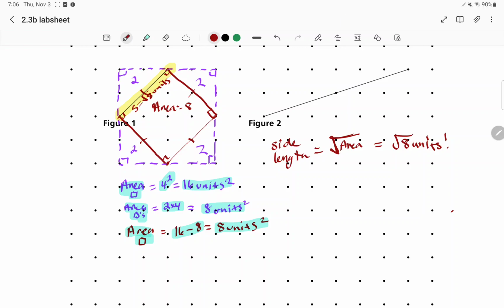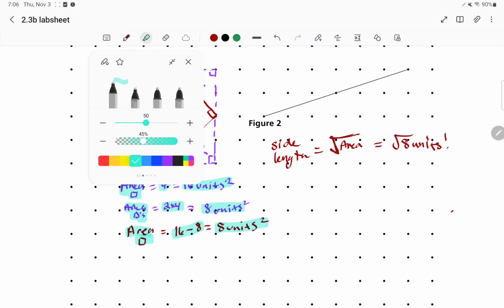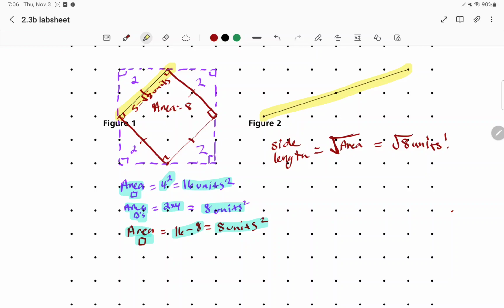Now, since you have all of that, go ahead and on figure 2, find the side length of this line right here. Pause the video, try that. Now I'll give you a hint. You're going to have to go outside a little bit of these dots when you draw that first square off of that line. Pause the video and try this on your own.